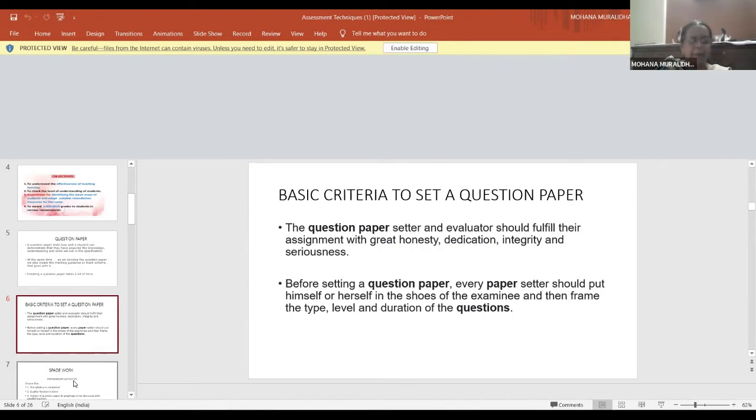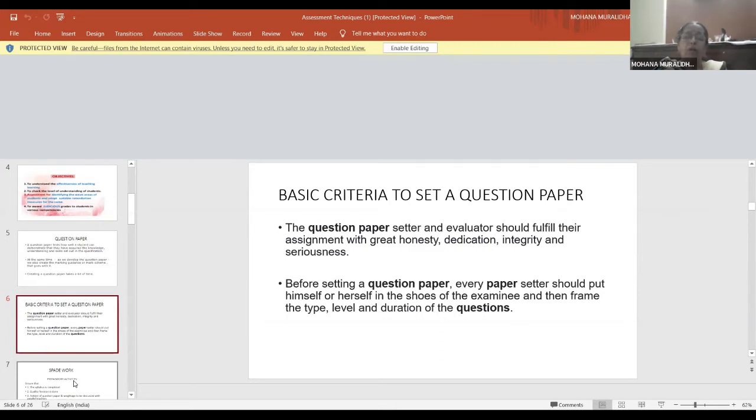You cannot have a very simple paper. You cannot definitely have a very tough paper. Already the children have developed a lot of fear for mathematics. So it should be in such a way that we fulfill with dedication, honesty, integrity. That's how we all have been doing, and full seriousness. சும்மா ஒரு 10 பேருக்கு நடுவுல உட்காந்து நானும் ஒரு பேப்பரை செட் பண்ண நம்ம பண்ணணும்னா we ourselves will not have a satisfaction. So a question paper setter or an evaluator should fulfill their assignments with great honesty, dedication, integrity and seriousness.